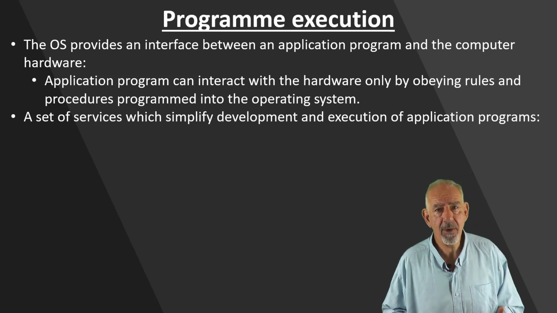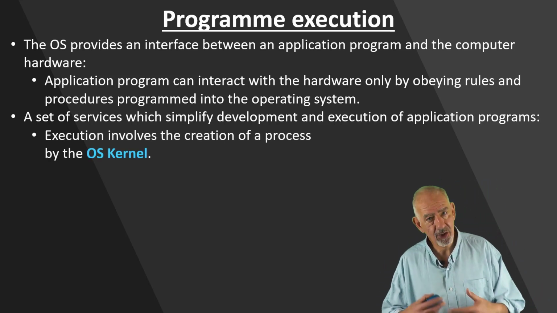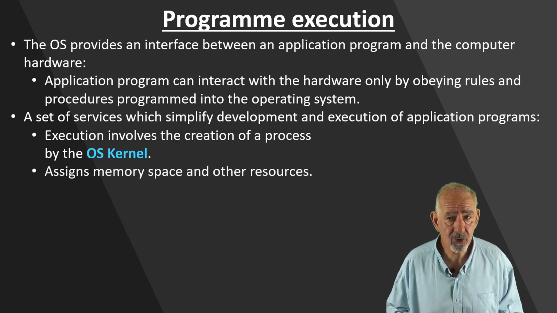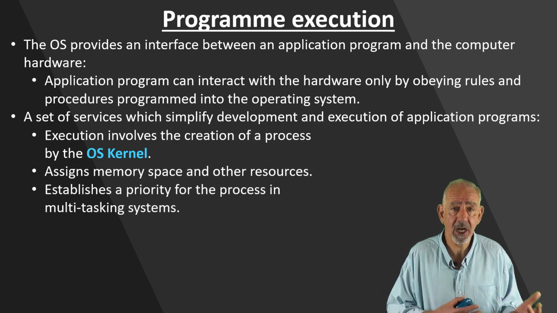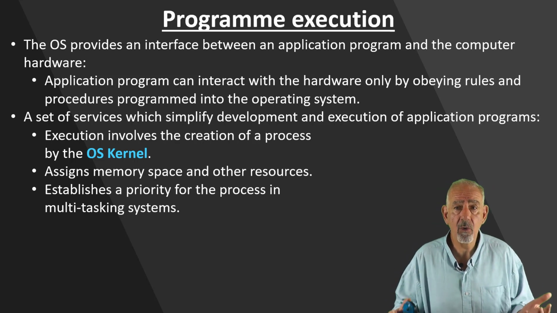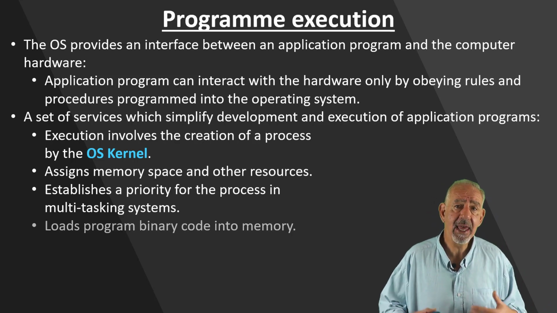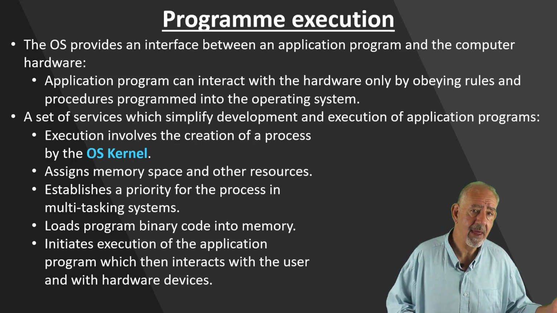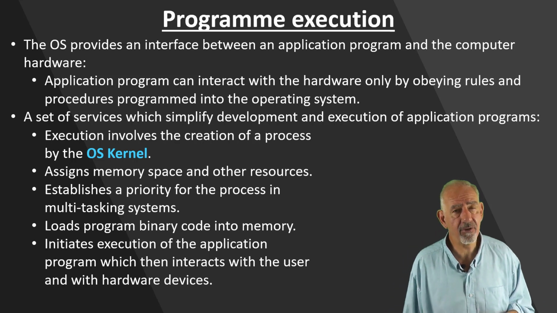So basically, when we execute a program, it involves the creation of the process by the operating system. So something's got to start the process off. We then have to assign memory space to it and maybe some other resources that it's going to use, and then establish the priority of it in a multitasking system, because there might be other things going on and we can't let one thing just hog the whole of the processor. We have to give everything a bit of time, as we'll see later on. And then it initiates the execution of the application program, which then interacts with the user and the hardware. So it deals with the program execution in a lot of different ways.